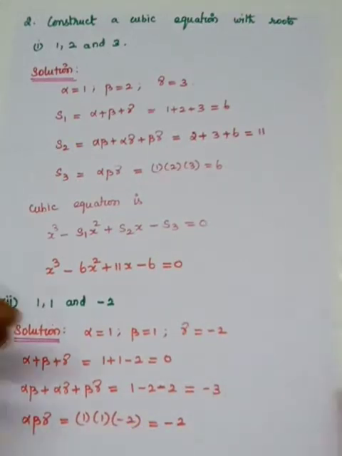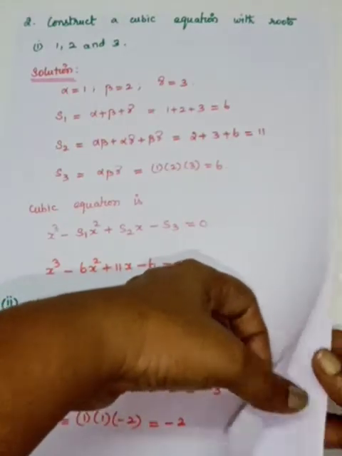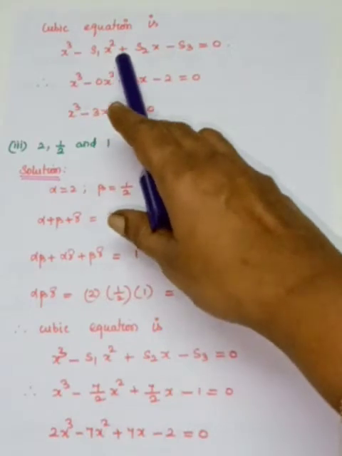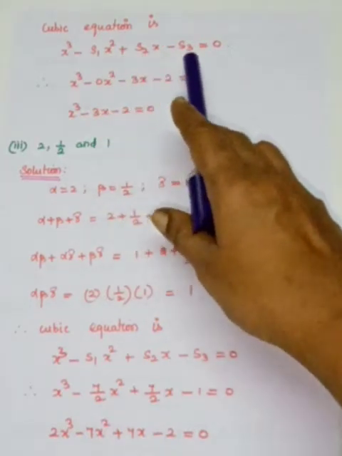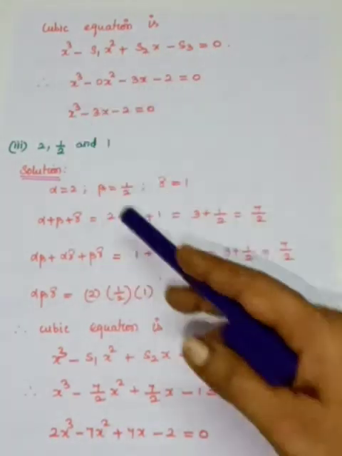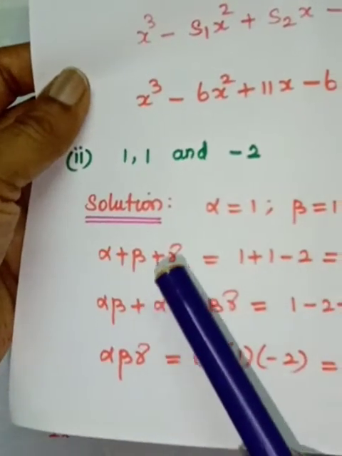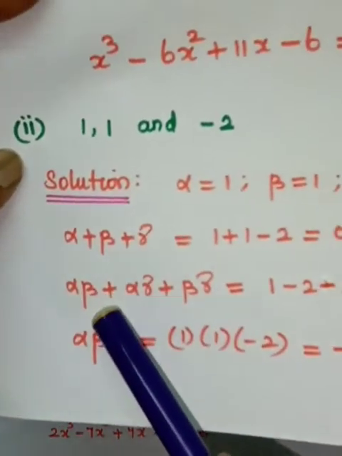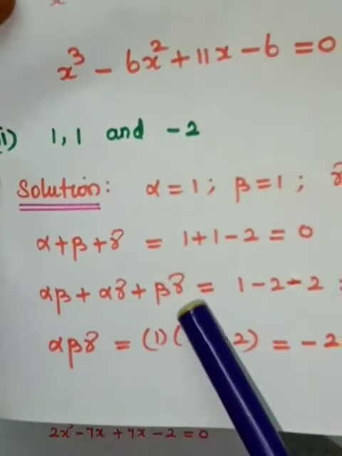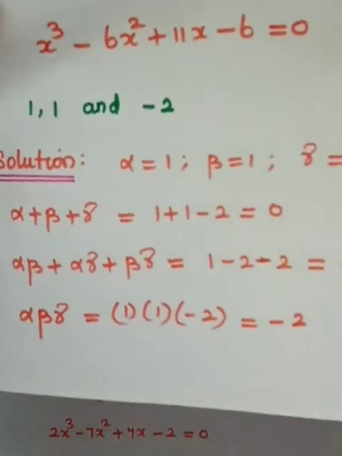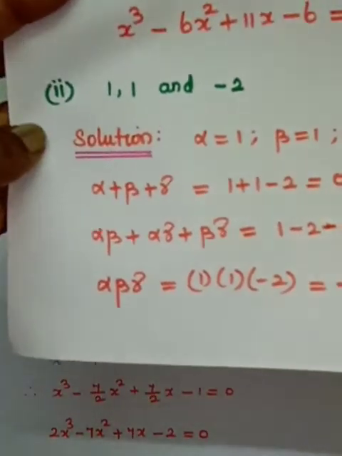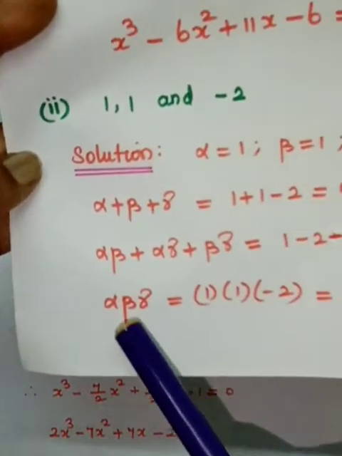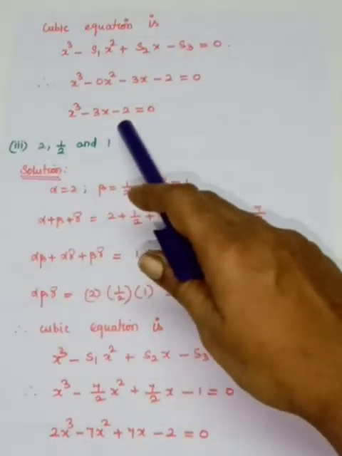So you have to substitute in the formula. What is the formula? Cubic polynomial. You start with x cube minus S1 x squared plus S2 x minus S3 is equal to 0. S1 is alpha plus beta plus gamma. And S2 is nothing but alpha beta plus alpha gamma plus beta gamma. Two roots you have to take at a time, take the product and add. The next one, S3, is nothing but the product of the three roots, alpha, beta, gamma. If you substitute, you will get the answer.